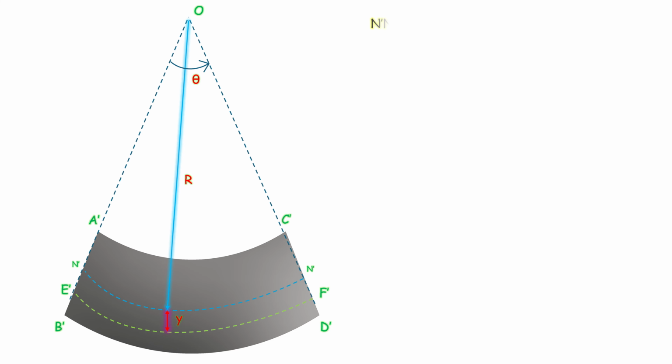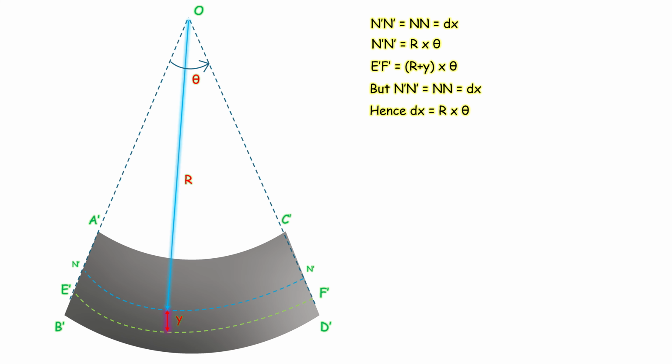N'N' equals NN equals dx. N'N' equals R multiplied by theta, E'F' equals R plus y multiplied by theta. But N'N' equals NN equals dx, hence dx equals R multiplied by theta. Increase in length of layer EF equals E'F' minus EF equals (R plus y) multiplied by theta minus R multiplied by theta equals y multiplied by theta.